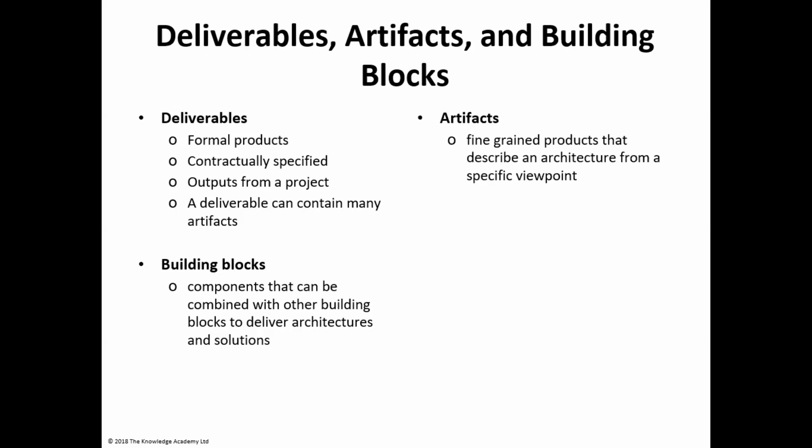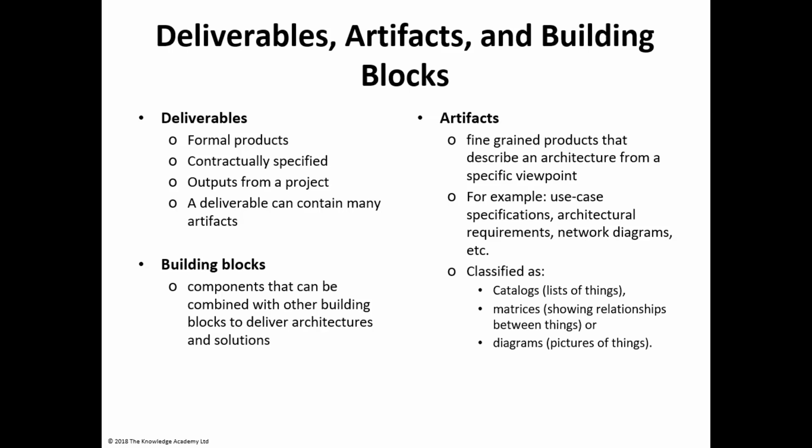The third one, artifact. What is an artifact? A fine-grained product that describes an architecture. Let me give an example. Do you know what a use case diagram or a network diagram is? What do you use it for? It will describe something, correct? For example, if you're building software, you may use many different diagrams because the diagram describes the software. Now, artifacts are in three categories as per TOGAF: catalogs, matrices, and diagrams.